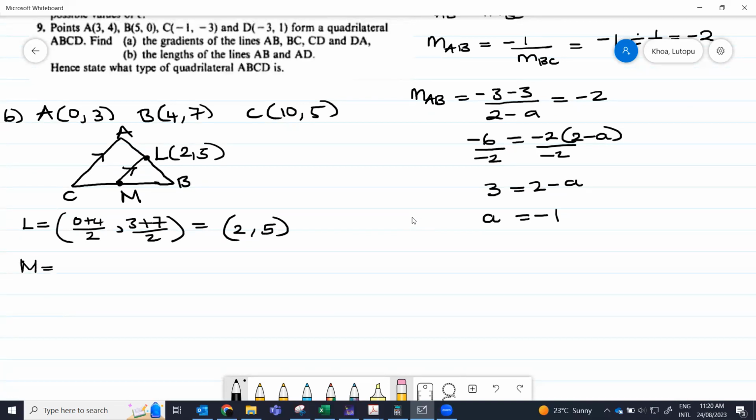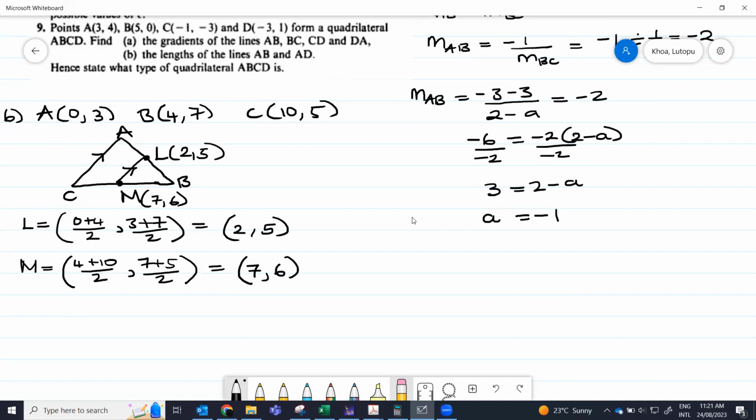The coordinates of M, it's the midpoint of BC, so that's 4 plus 10 divided by 2, then 7 plus 5 divided by 2. So 4 plus 10, 7 plus 5, both divided by 2. So this is 14 divided by 2, which is 7. And this is 12 divided by 2, which is 6. So this point here is 7, 6.